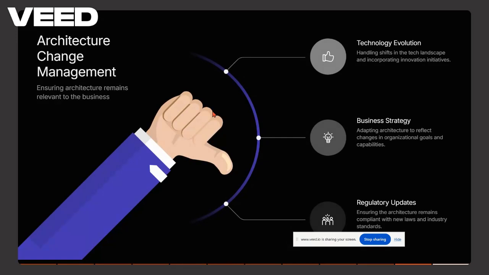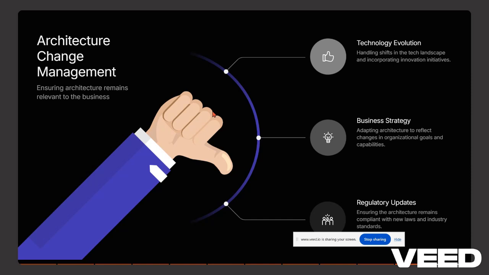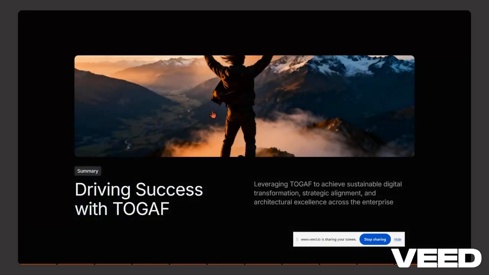Now, technology evolution: how the latest AI agents and your technology landscape are incorporated in the organization, and how you adopt the latest business strategies with regular updates. You should keep up with these industry standards and, to drive success with TOGAF, leverage it to achieve sustainable digital transformation, and we should be capable of handling architecture challenges across the enterprise.